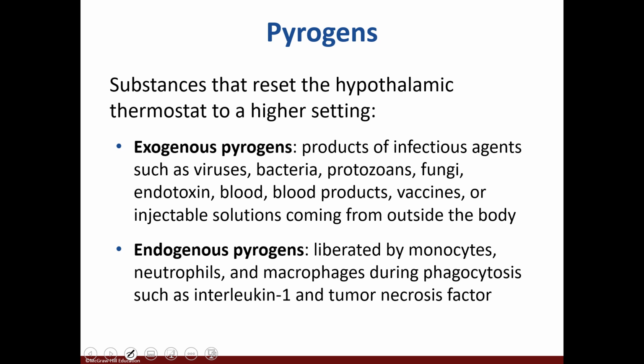Pyrogens induce the hypothalamus to change to a higher setting. Exogenous pyrogens come from pathogens, blood, vaccines, or injectable solutions from outside the body. Endogenous pyrogens come from within, like from immune system cells during phagocytosis, as well as cytokines.